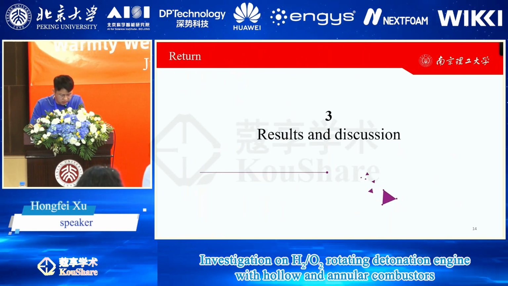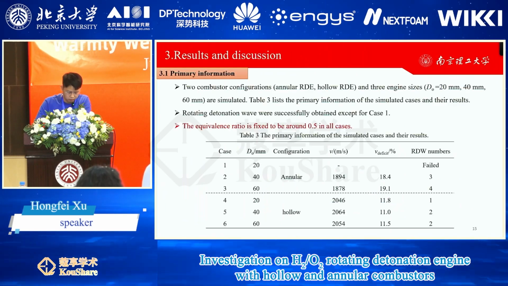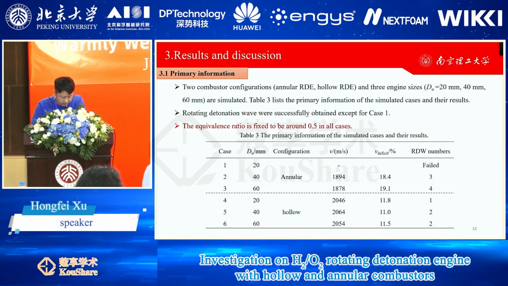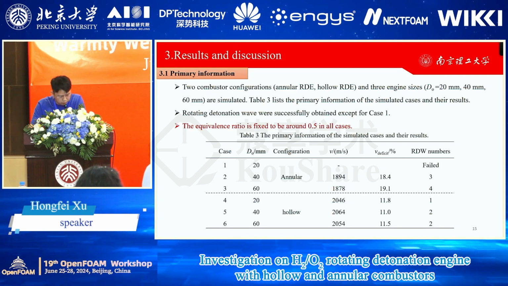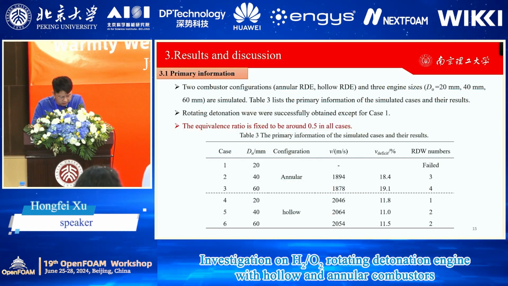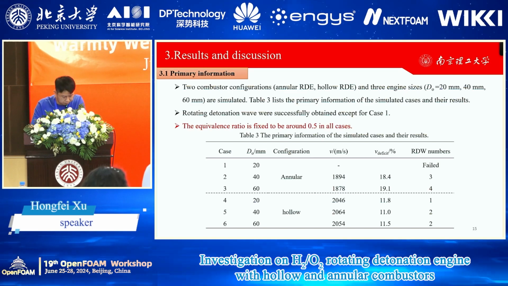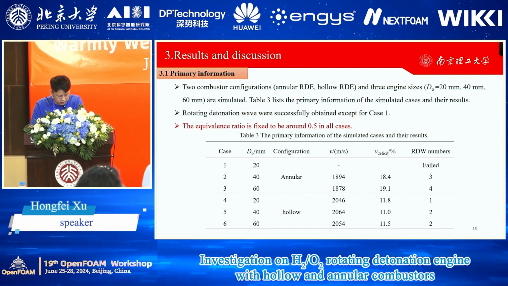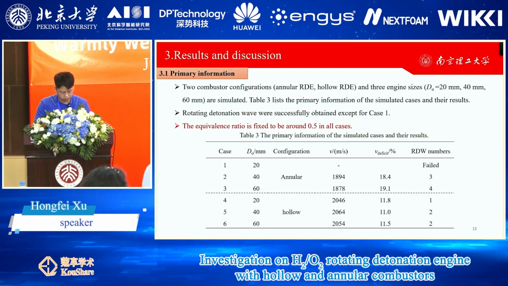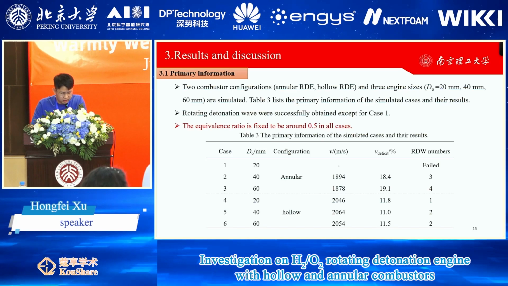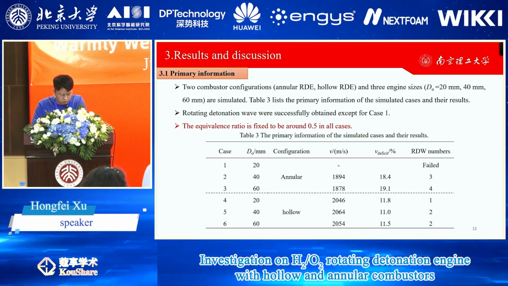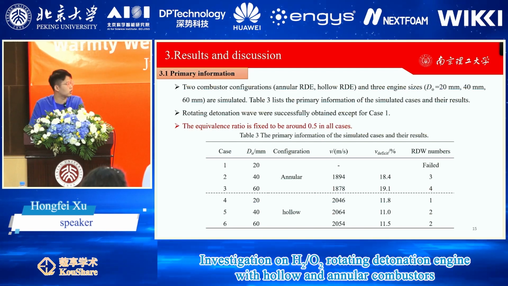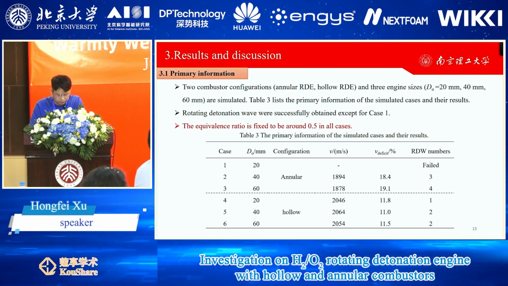Next, we will present the results and discussion. Two combustor configurations and 3 angle sizes are simulated. Overall, cases 2 to 6 all obtained stable detonation waves propagating mostly with the co-directional multi-wave mode except case 4. While case 1 failed and exhibited diffraction mode due to the small angle size, the equivalence ratio keeps around 0.5 in all cases.